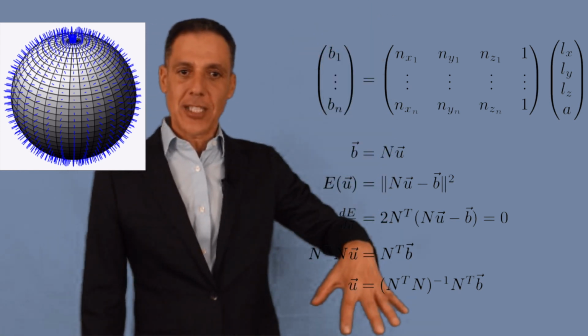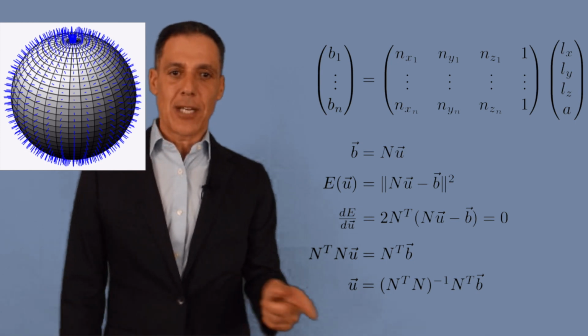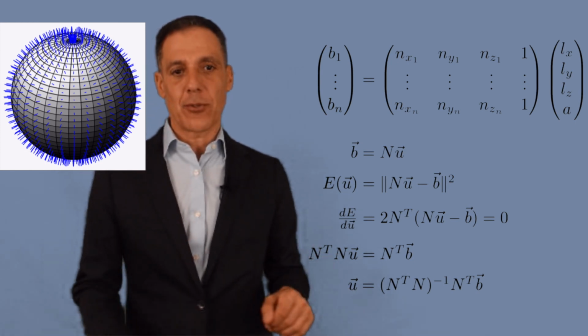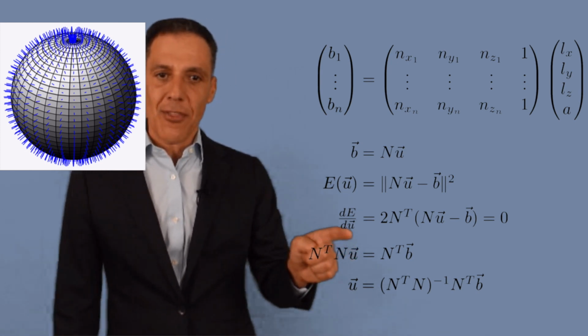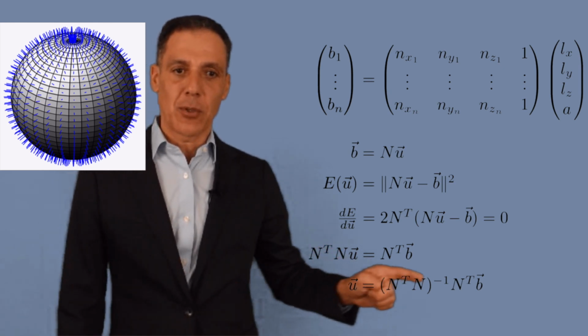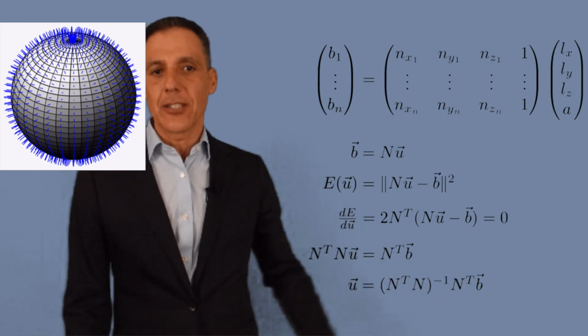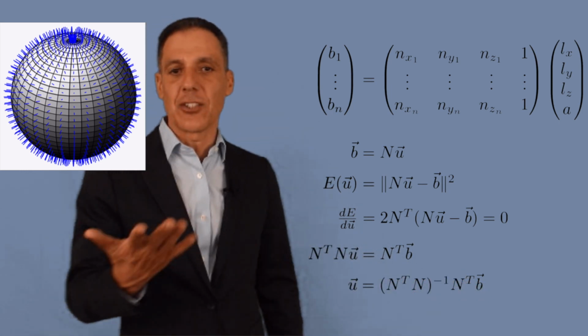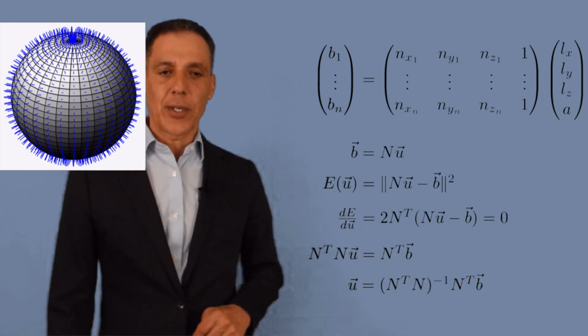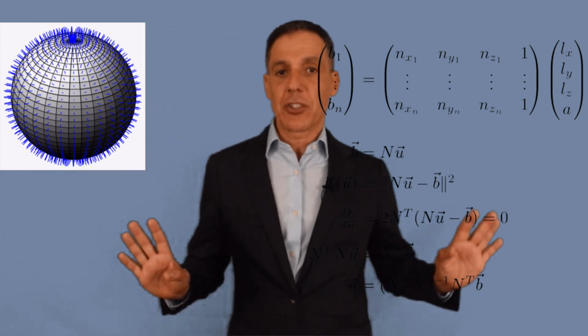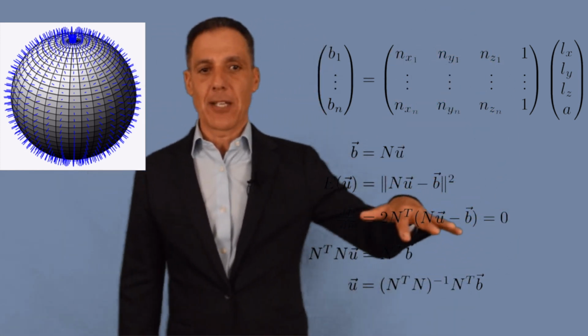N was a tall, skinny matrix. This is a short, fat matrix. I multiply those, I get a square matrix. So now u is equal to that thing inverted, (N transpose N) inverse, times N transpose b. That, of course, is just the least squares. So all I did here is derive least squares for you. So that's the least squares solution. Everything works just as well. I've just made a whole bunch of measurements.